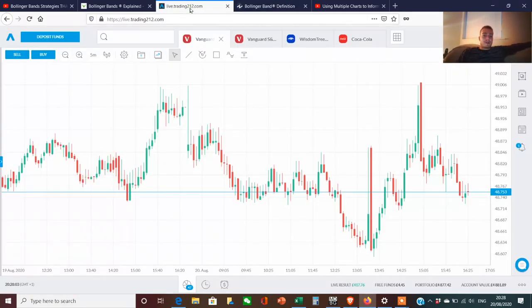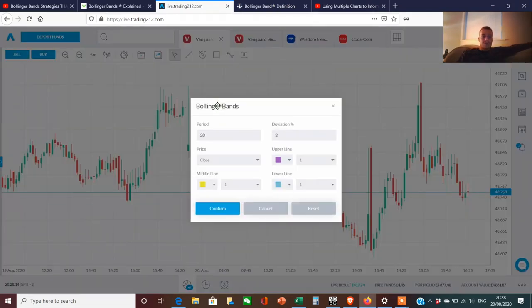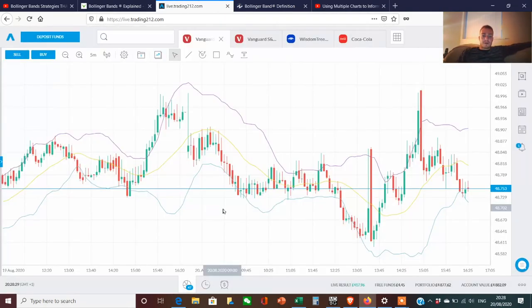So we'll go to Trading 212. If you're using this platform, you can just add it from here. So most popular, you have your Bollinger Bands here. You click it, and then you can choose. Where it says period here will be a 20-day moving average with two standard deviations away from the mean, and I'll explain all of this for you now. So I'll just press confirm.